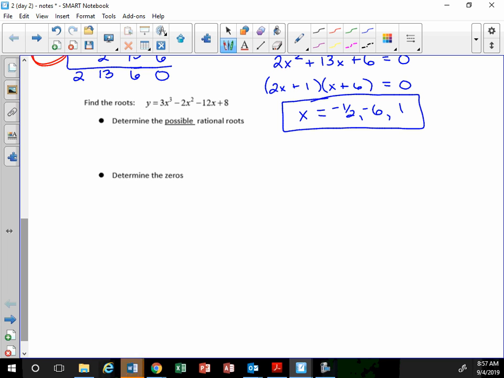So this next one, first thing you have to do is determine the possible rational roots. That's the P over Q list, okay? Then determine the zeros. That's the whole using the synthetic division part. Figuring out what works. We're solving, okay? So I'm going to give you a few minutes. Start with your list.